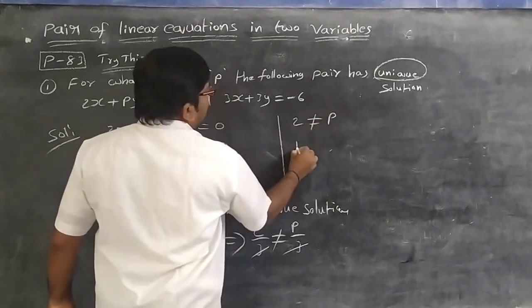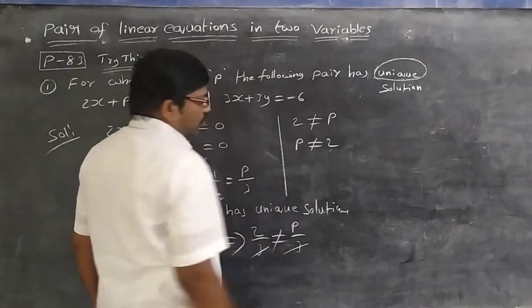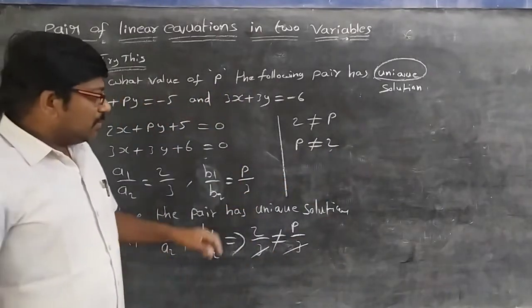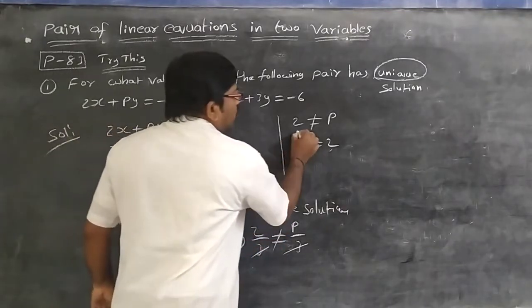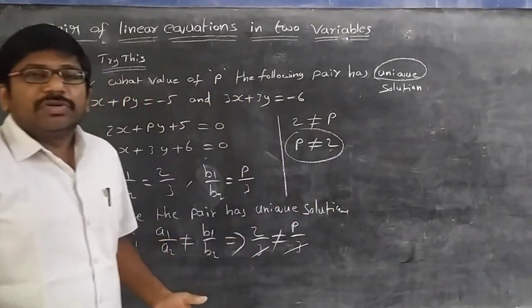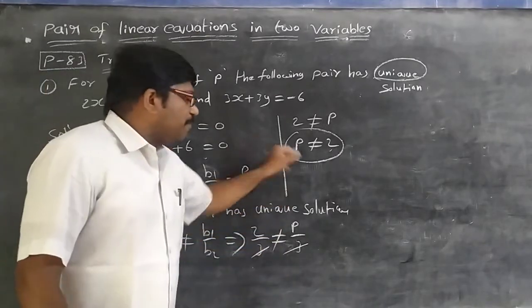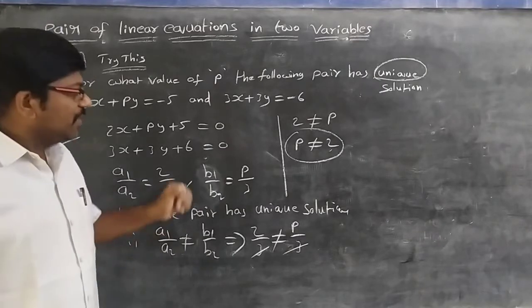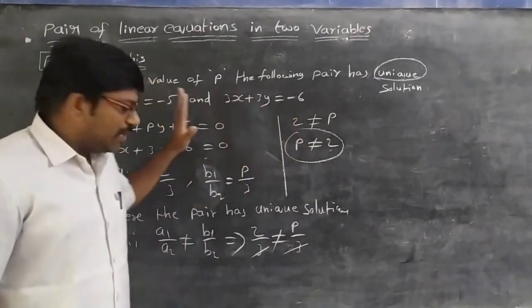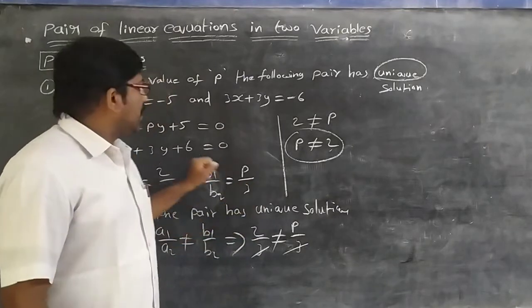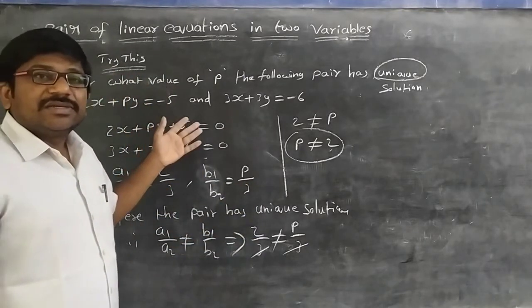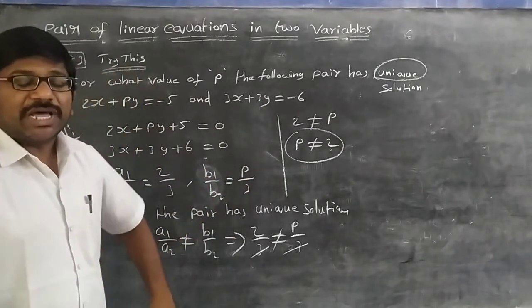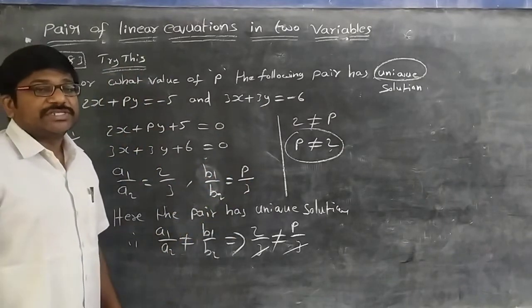So it can be written as p does not equal 2, right? So except 2. p does not equal 2 means except 2. So for any value of p, the pair has a unique solution, right? If p is equal to 2, the pair has many solutions. Yes, many solutions are parallel, meaning no solutions.